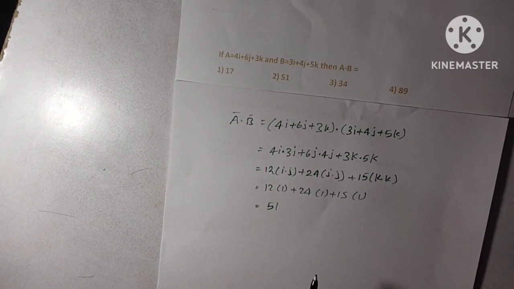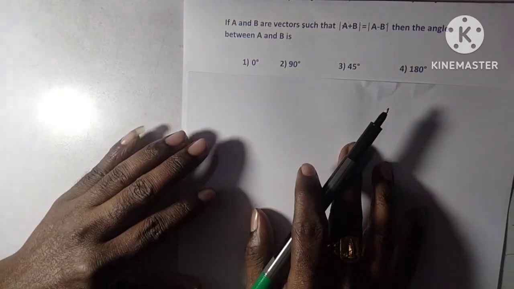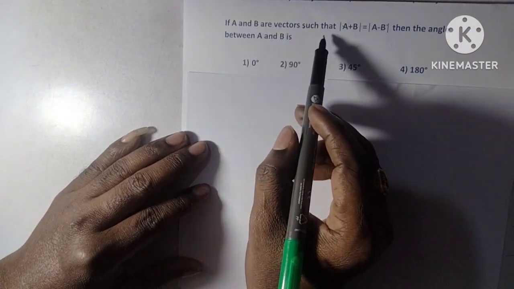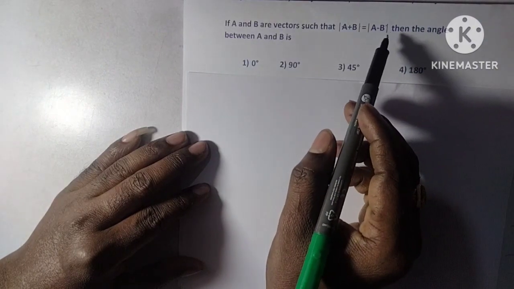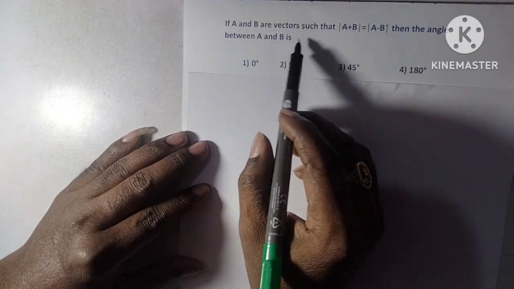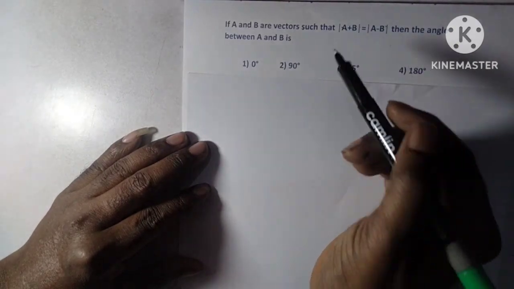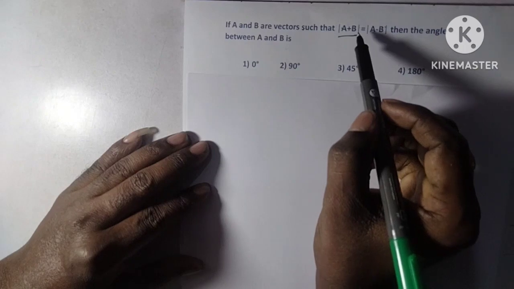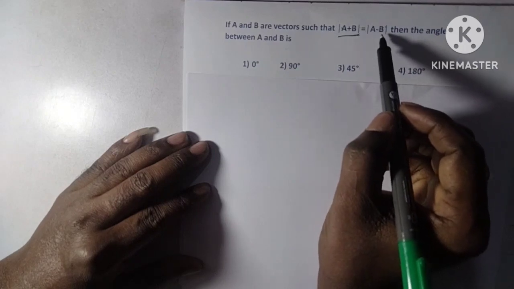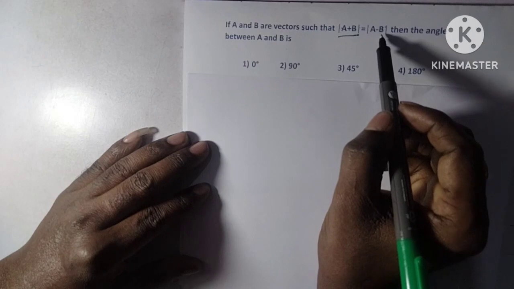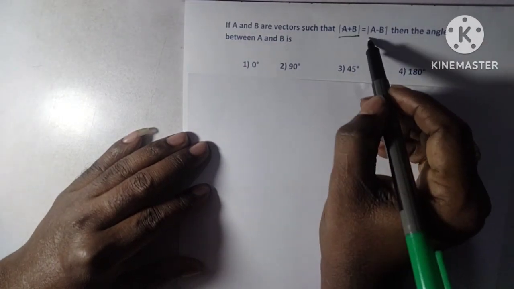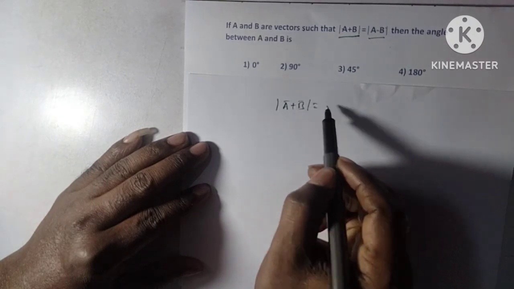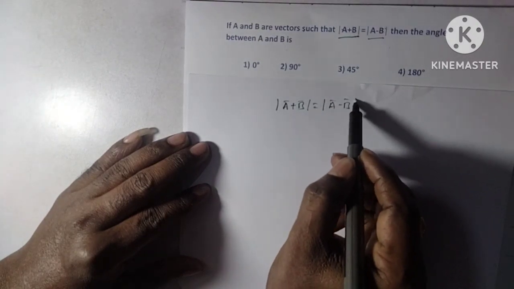Next problem. If a bar and b bar are vectors such that modulus of a bar plus b bar is equal to modulus of a bar minus b bar, then what is the angle between a bar and b bar? So the magnitude of the resultant of a bar and b bar is equal to the magnitude of the difference of a bar and b bar. So modulus of a bar plus b bar equals modulus of a bar minus b bar.